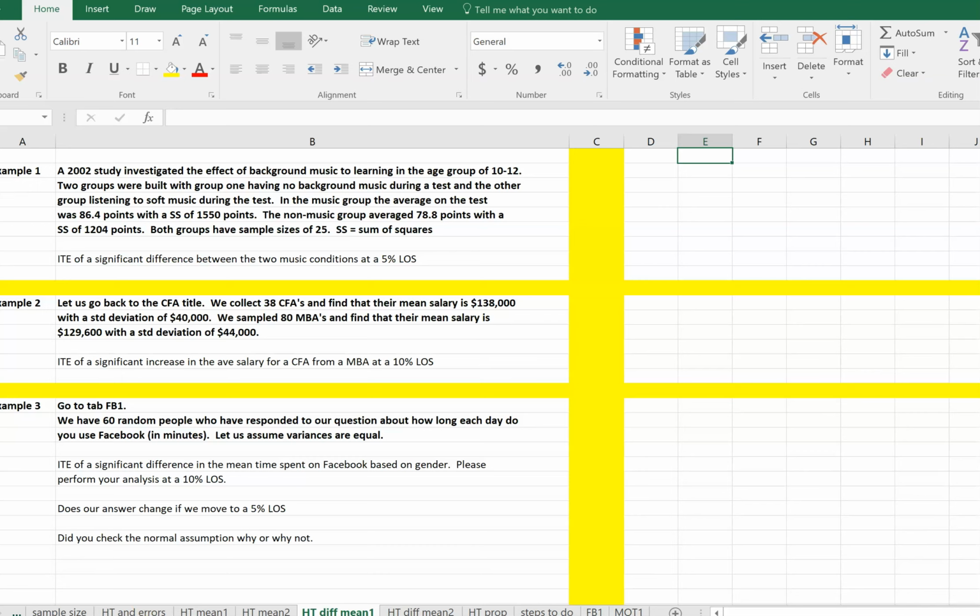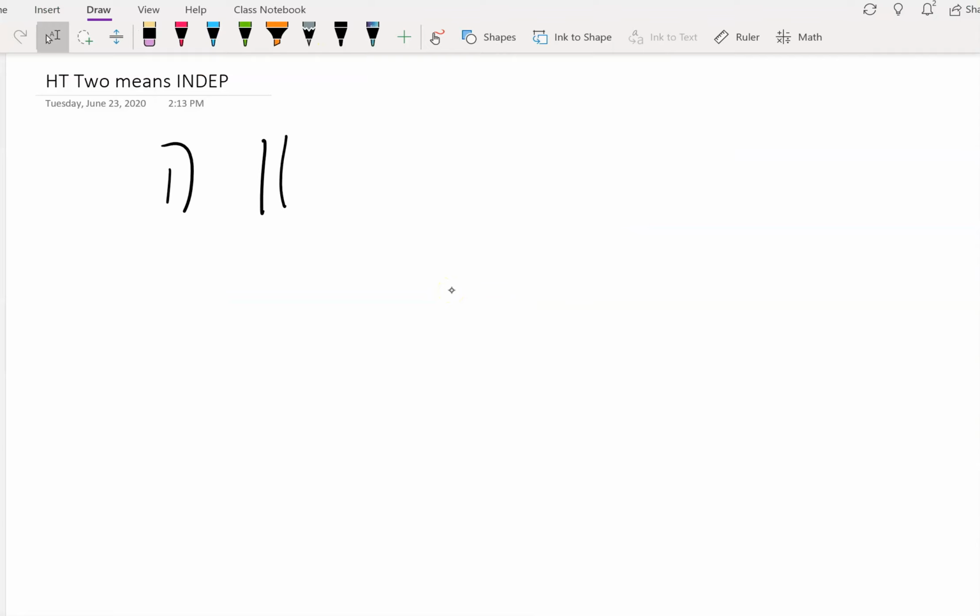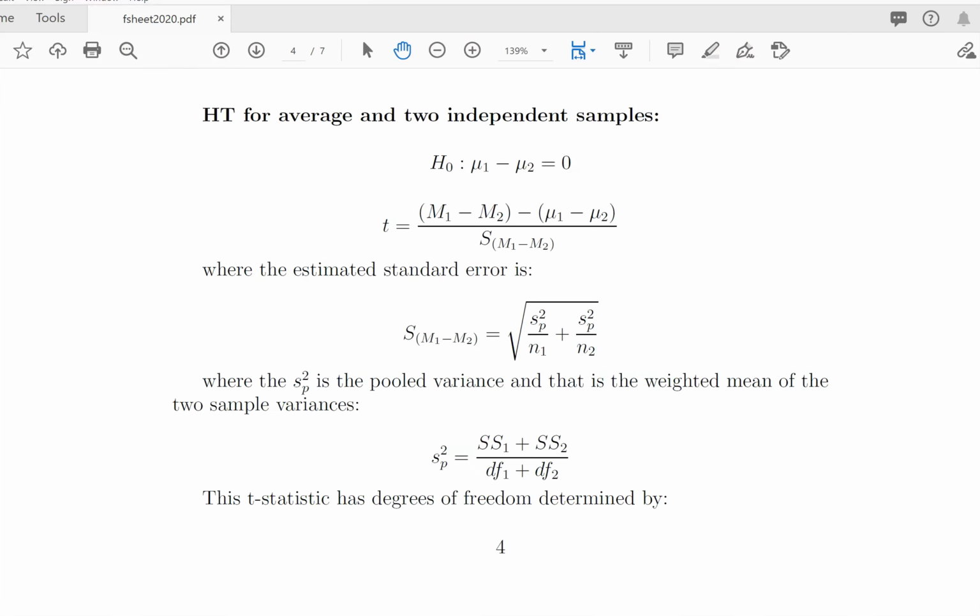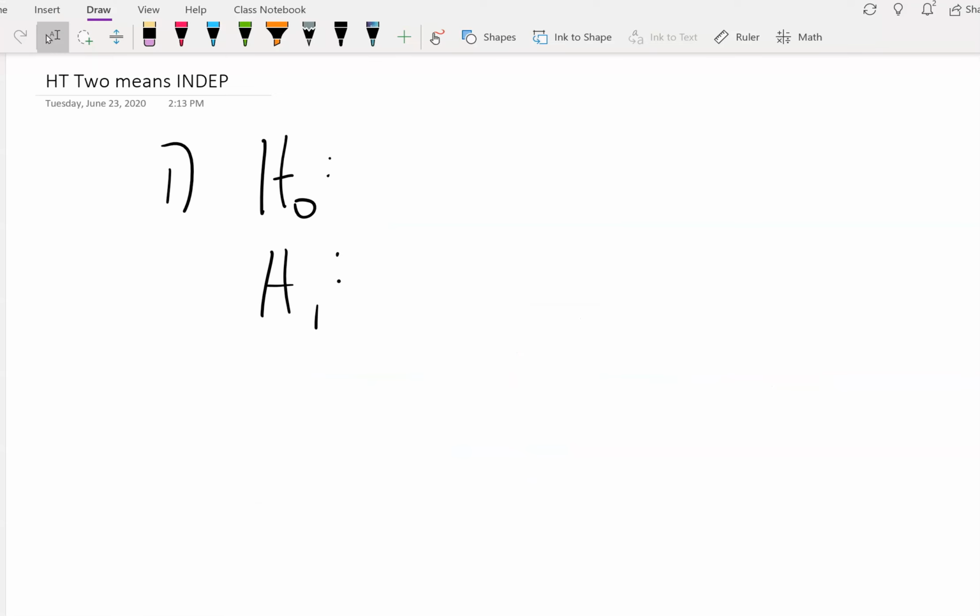hypothesis test? Well, let's go through our steps of hypothesis testing. Step 1, you have to give me the hypothesis. As my formula sheet says, the typical null in this case is that the difference between the groups, that is, the averages of the groups, is 0. The difference between the averages of the groups is 0. That's the typical null hypothesis: I believe the averages are the same.